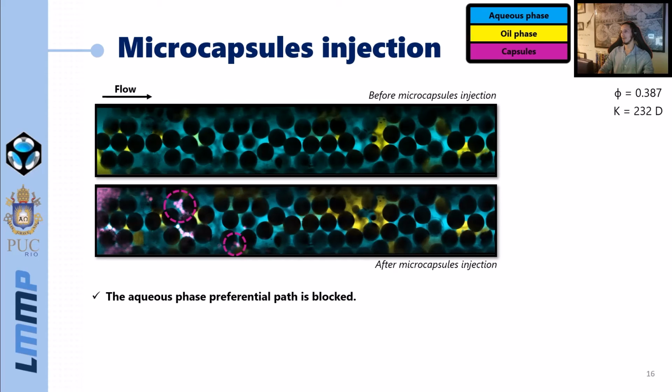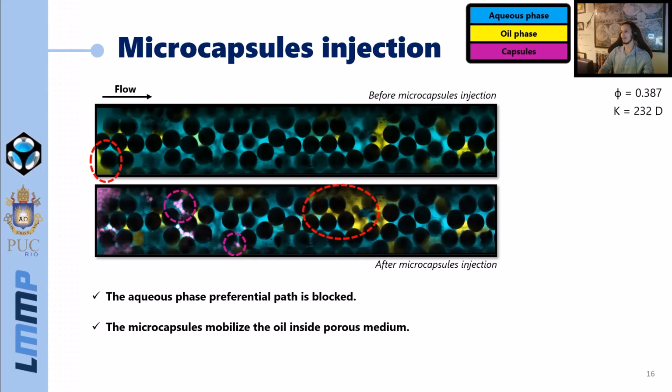Then, when no more oil is produced from the porous device, the microcapsules injection starts at a constant flow rate. It is possible to observe interesting effects of the microcapsule in these 2D images of a single slice, before and after the injection. The aqueous phase preferential path is blocked by some capsules, as shown in the purple circles.